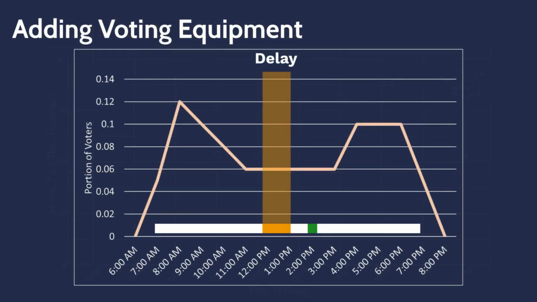One strategy for mitigating long lines after a temporary shutdown is to increase the quantity of voting equipment as soon as possible after that shutdown. We model this solution by increasing the amount of voting equipment 1 hour after the temporary shutdown is resolved. This strategy is currently shown on screen, visually represented as a timeline overlaid on the arrival plot. This plot demonstrates a delay from noon, or 12 p.m., to 1 p.m., with additional resources being delivered and set up in the polling location at 2 p.m.